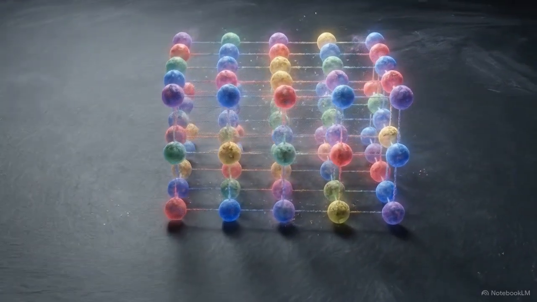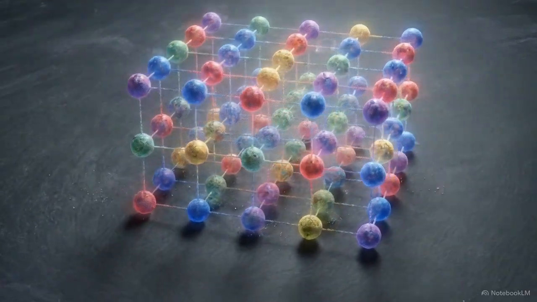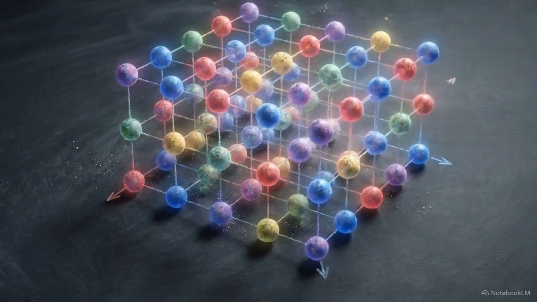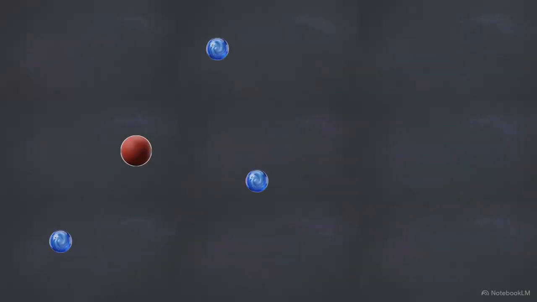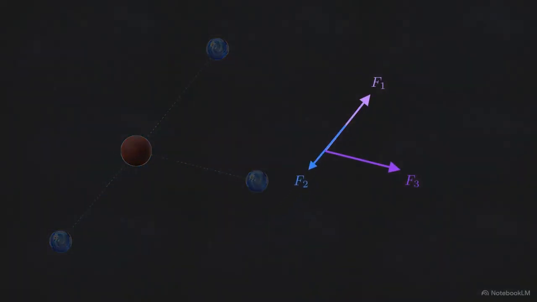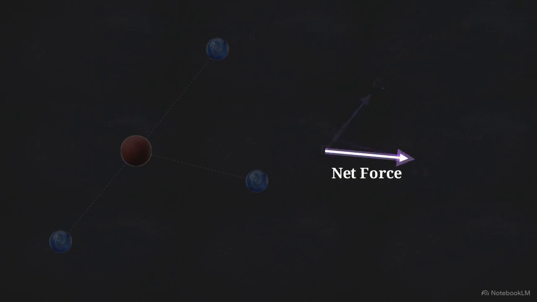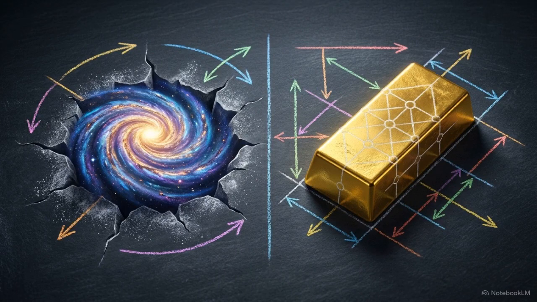Of course, atoms rarely exist in isolated pairs. When you have multiple charges in a system, you use the principle of superposition. You calculate the individual force vector between each pair of charges independently and add them together to find the net force. While gravity governs the orbits of massive planets and galaxies, it is Coulomb's vastly superior force that holds atoms together to form solid matter.